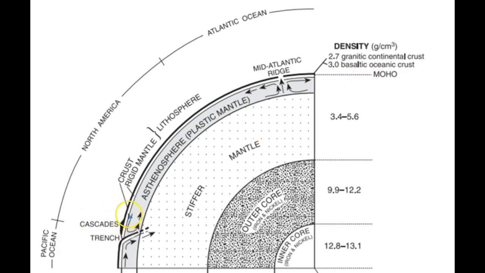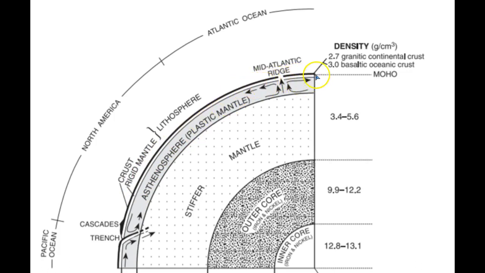Then we have this white space, it looks like below the dark line. You have this white space here. This is the rigid mantle. So it's the beginning of the mantle. Again, it's a very narrow space here in between. This is the rigid mantle.